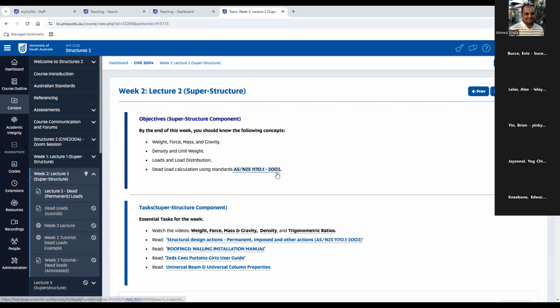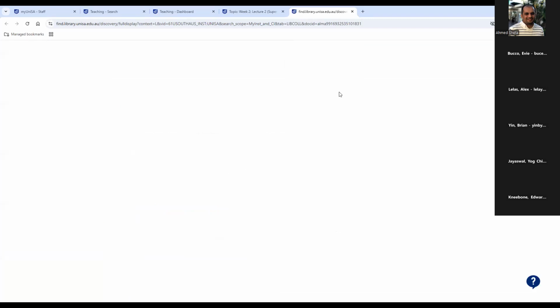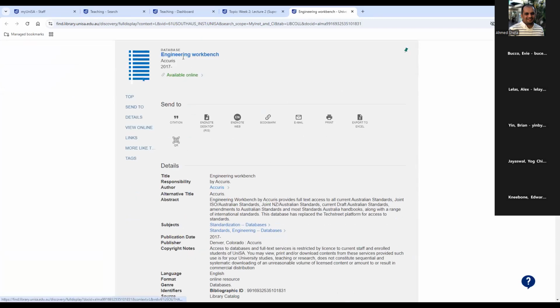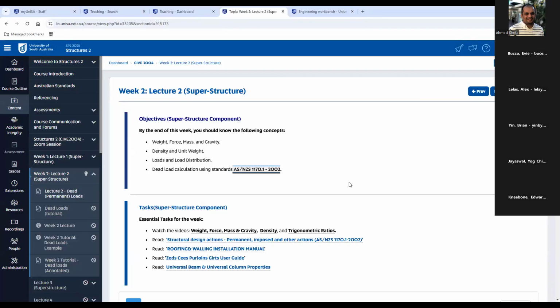version 2002. And I hope you have tried to access the standard using the new provider, Engineering Workbench. If you click on this link, it will transfer you to the Workbench link, so you can access the standard using this link. It is important to be familiar with the standard from now, so you can use it during the project.